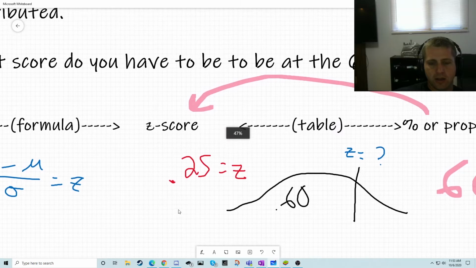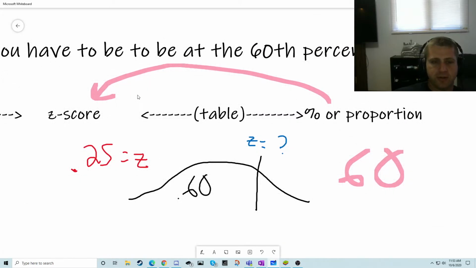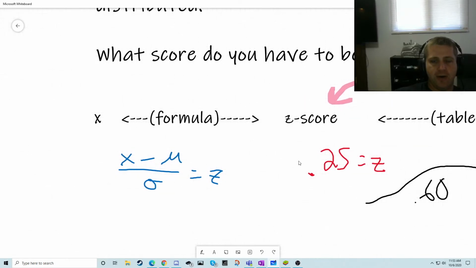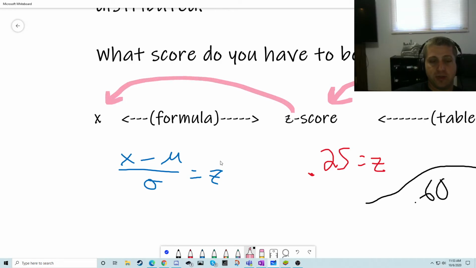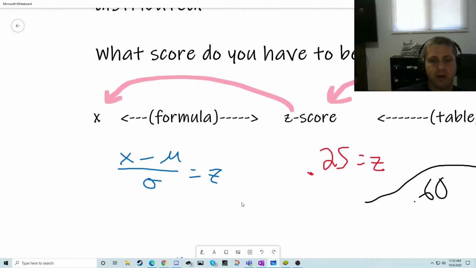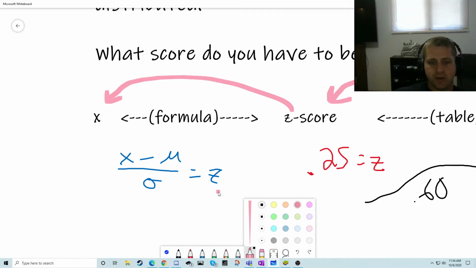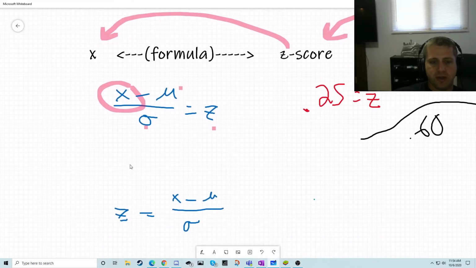We used the table to find a z-score first. So I know that missing z-score is 0.25. Now I need to use the formula to finish the job. Now that I have a z-score, I need to do my step 2 and take it back to the formula. So we do a little algebra. We plug in what we know. We have a z-score, we have a mean, and we have a standard deviation. So we have this, this, and this. We're just missing the x. So I plugged in my numbers.